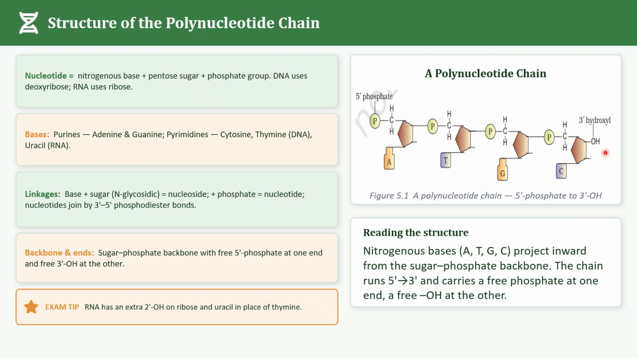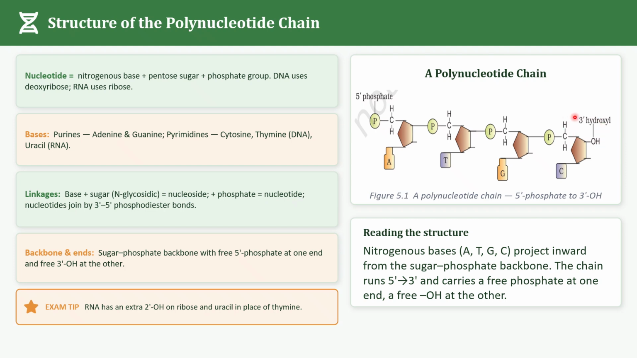So every DNA strand has a direction. Always it is 5' to 3'. This direction is called the polarity of the DNA strand. And this becomes extremely important during DNA replication and protein synthesis, because new nucleotides can only be added to the 3' end.